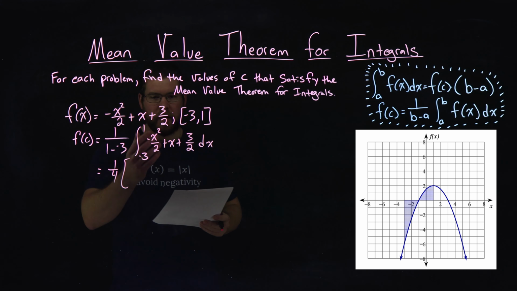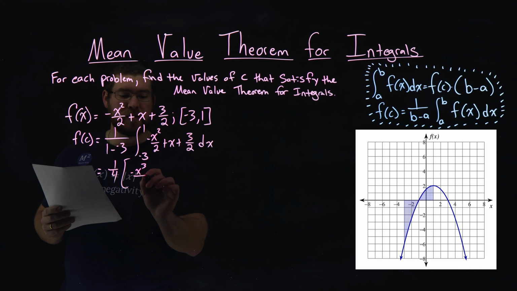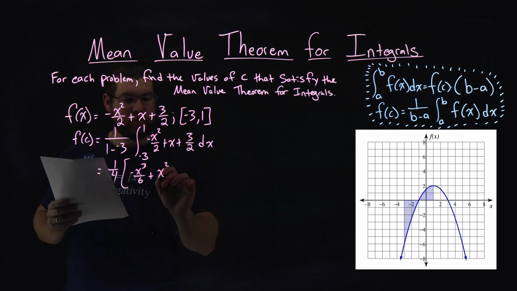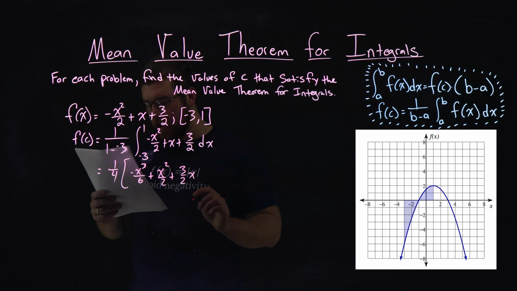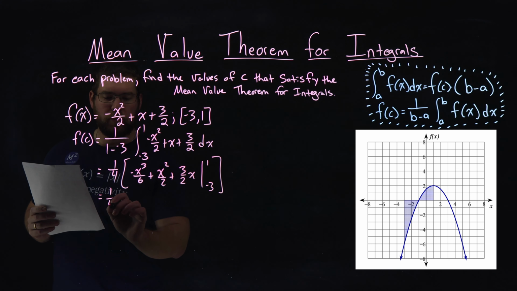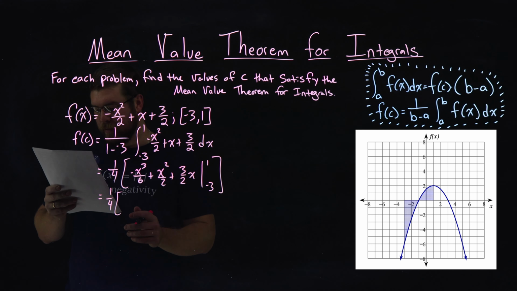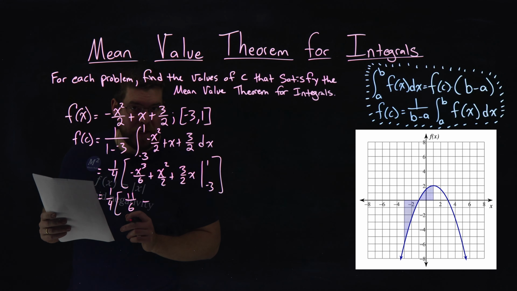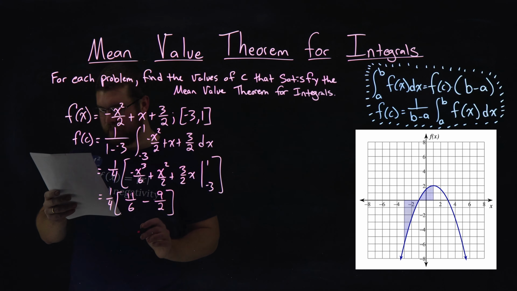We have to integrate our function here. So we have a negative x squared over 2 comes out to be negative x to the third over 6, plus x squared over 2, plus 3 halves is just 3 halves x. And we're integrating this from negative 3 to 1. So our rules tell us we're going to plug in 1 first for x, and when I did that and simplified, I got 11 over 6, minus, when I plug negative 3 in for x, I got positive 9 halves.